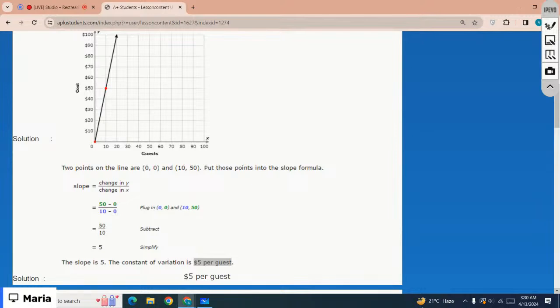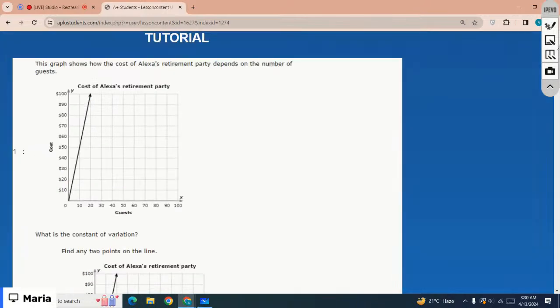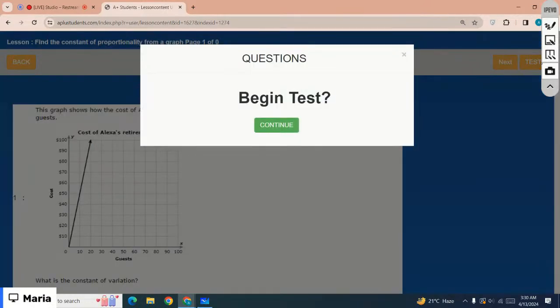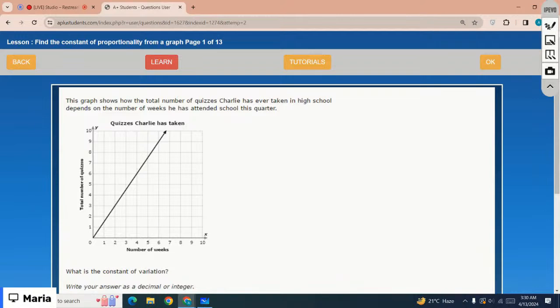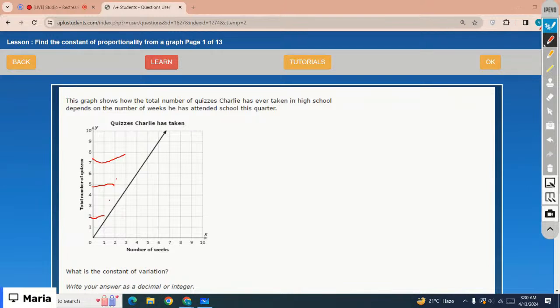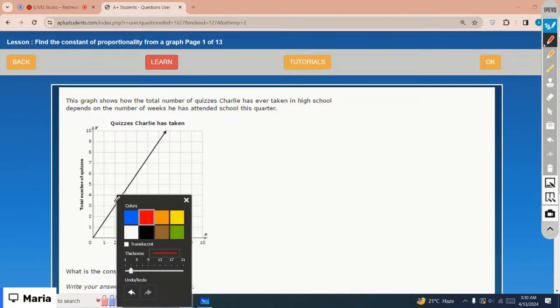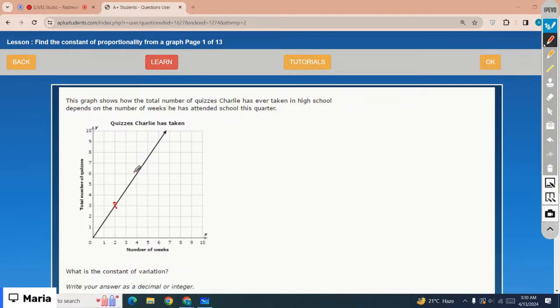Okay, let's just start with the test questions. Okay, so here is the graph given. You can select any 2 points on the graph, right, and calculate the slope. So, for example, this is the first point I'm going to select, and this is the second point, right? The coordinates of the first point are x is 2, y is 3, and the second is x is 4, y is 6.